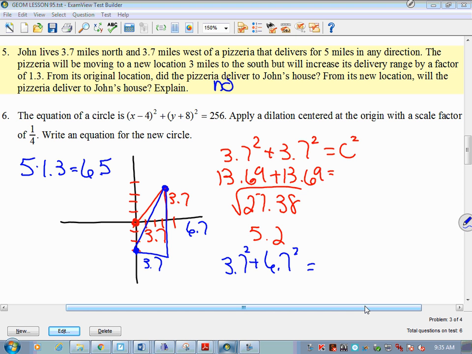So we've got 13.69, 6.7 squared, 44.89, right? Plus 13.69 is 58.58. Okay, what is the square root of that? 7.6, we'll call it 7.7 miles.